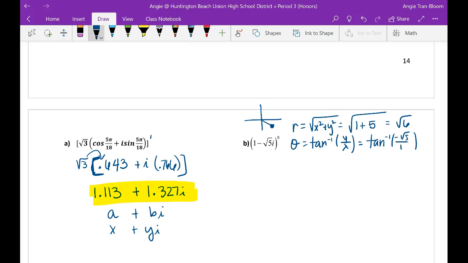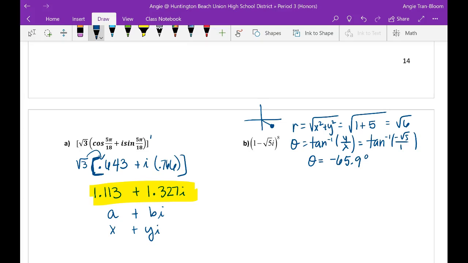So tangent inverse of negative radical 5 gives me a negative 65.9 degrees. But you cannot have a negative angle, so keep that in mind. So negative 65.9 degrees.